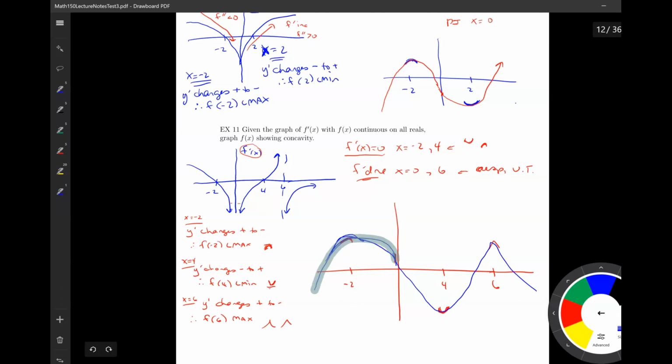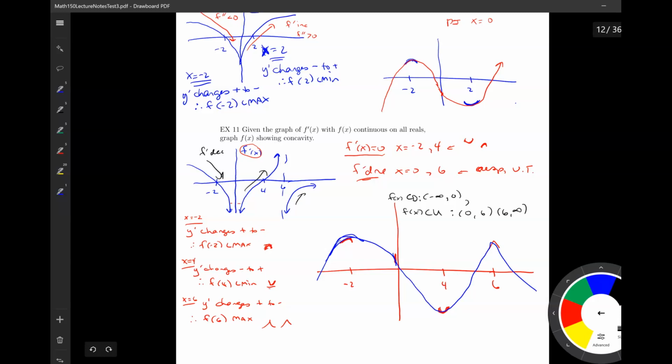Okay, now I get to put this together with the concavity. Let me get a different color here. The derivative is decreasing between negative infinity and 0, so the function must be concave down. Where else is the derivative decreasing? It is not. That's it. So f of x will be concave up where the derivative is increasing, so that's 0 to 6, and then 6 to infinity.